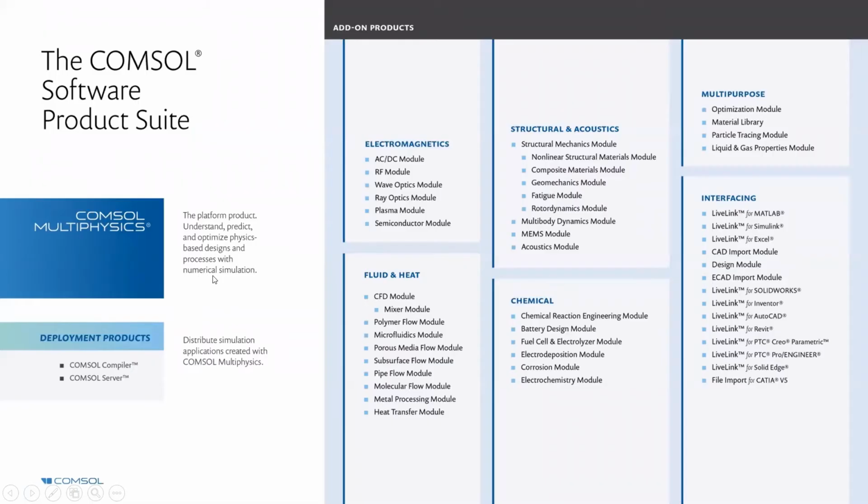This is how the product suite looks. This is the COMSOL Multiphysics platform product, and then it has all these add-on products. All the add-on products are divided into different suites: the electromagnetics suite, fluid and heat suite, structure and acoustics. Today our focus is a little bit on this part. Then there are the chemical suite, multipurpose and interfacing. And apart from that, we have these two deployment products for applications, which I already talked about, COMSOL Compiler and COMSOL Server. Now, let me talk about the case studies.